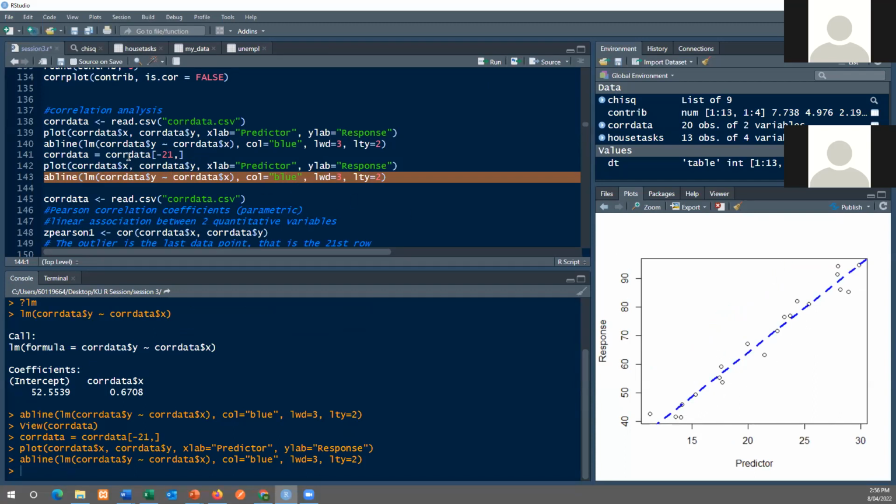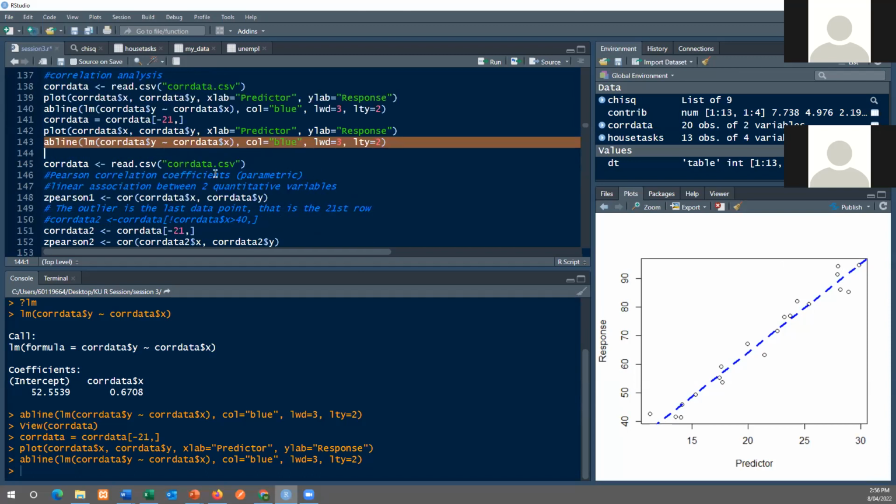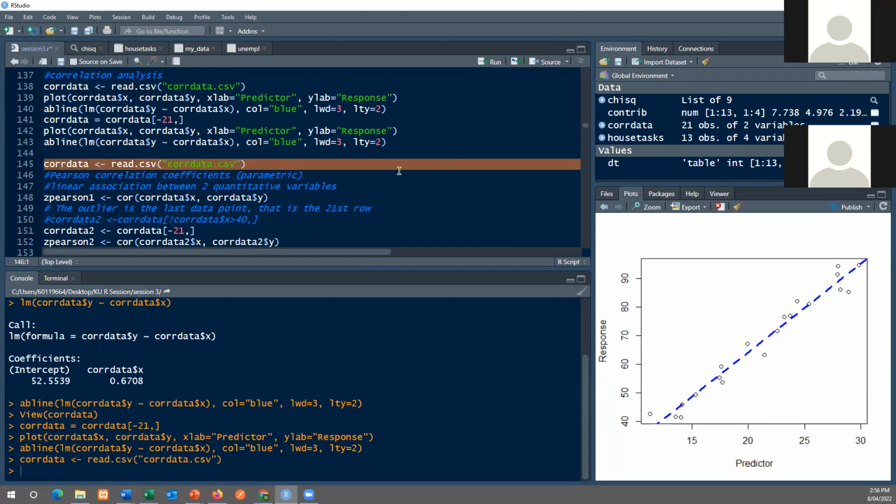Okay, so this is just one simple visualization I showed you. You can view the data, spot an outlier, take off the outlier, and then do a line fitting. But our example here is correlation. So look at the correlation we are doing here. Again, we read the data.